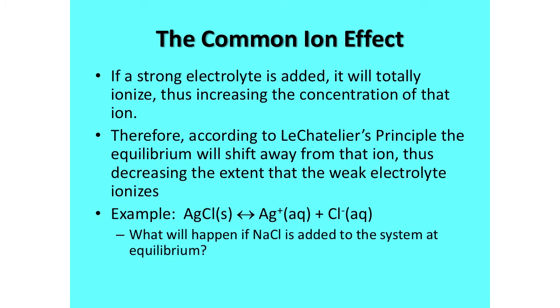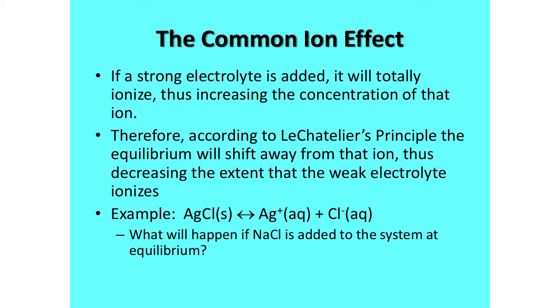So again, the common ion effect says that if we add a strong electrolyte, something like sodium acetate in that previous example, meaning that it ionizes fully in solution, it would add sodium ion, which won't impact the equilibrium at all, and the acetate ion, which certainly affected the equilibrium. So then we saw the equilibrium shift away from the acetate ion.